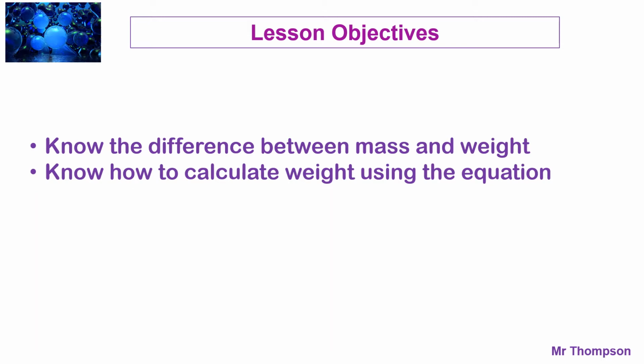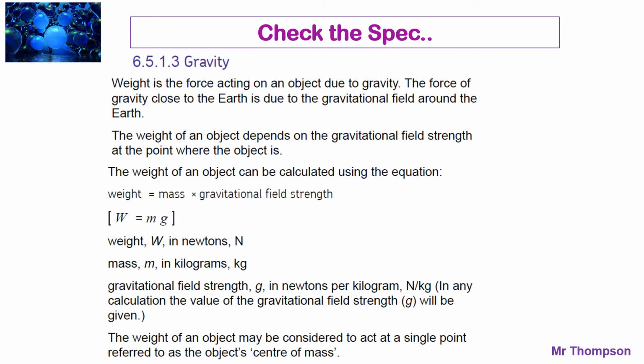Okay, so the first two, knowing the difference between mass and weight and knowing how to calculate weight using the equation. It's all really just in the spec, and it's been covered before in the energy unit where you calculate weight. Without reading it all through, you can pause if you want to do that. Weight is equal to the mass times gravitational field strength. Weight is a force, so it's a vector, whereas mass is a scalar. Mass is measured in kilograms, weight in newtons, so multiply mass by gravitational field strength to get weight.